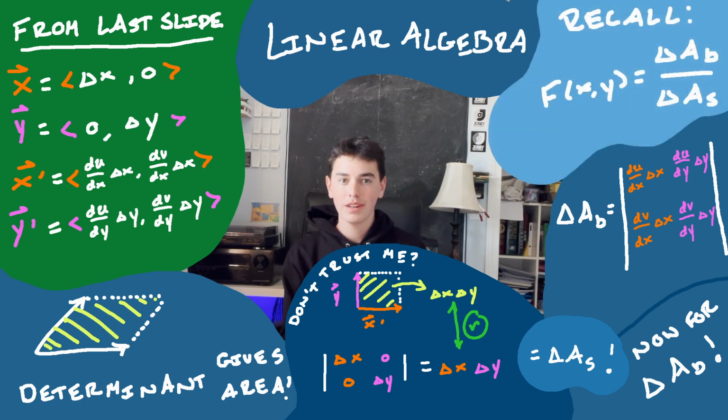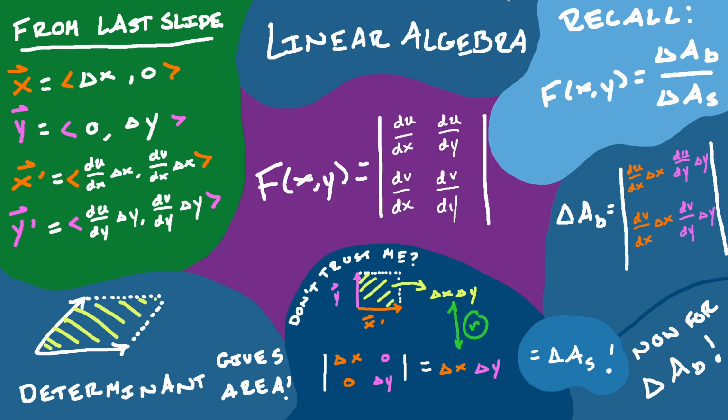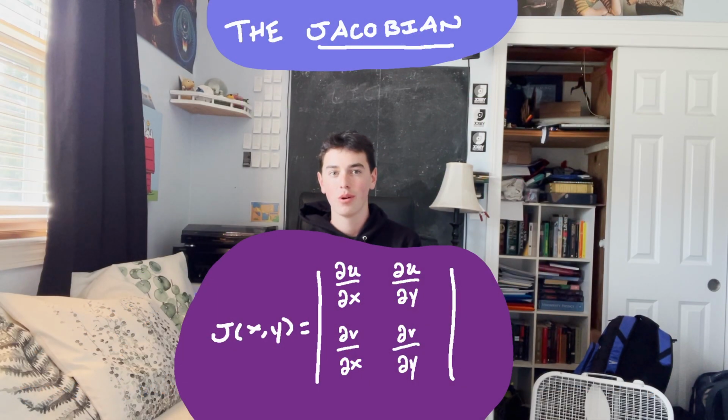But remember, the function f is what we get when we divide delta AB by delta AS. But we know what those equal now. Plugging in the two determinants and doing some algebra, the delta x's and delta y's cancel out completely, leaving us with our function written as a determinant of derivatives. This function, which we called f for so long, has a name. It's called the Jacobian, named after the mathematician Carl Gustav Jacob Jacobi, and is often written as J of x y.